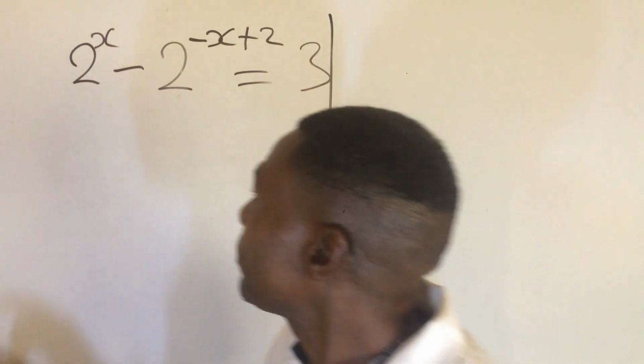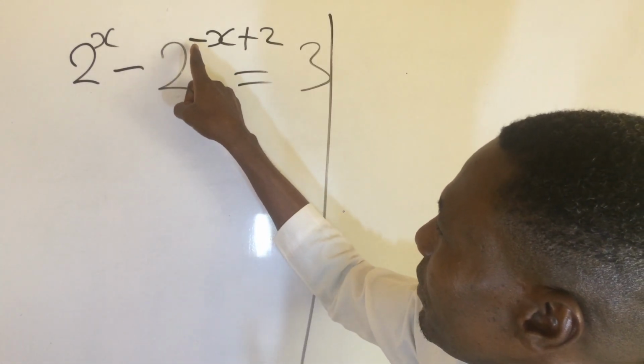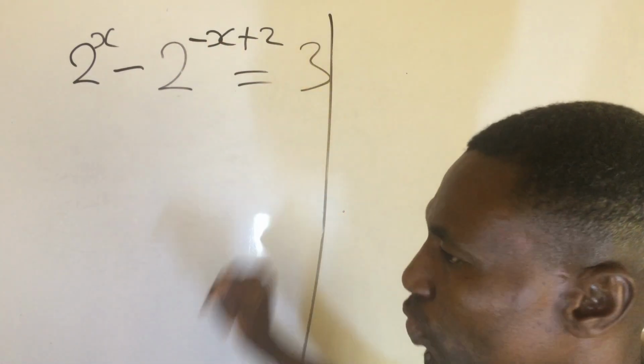As I enter a new topic after this question, the question on board says 2 raised to power x minus 2 raised to power minus x plus 2 equals 3.